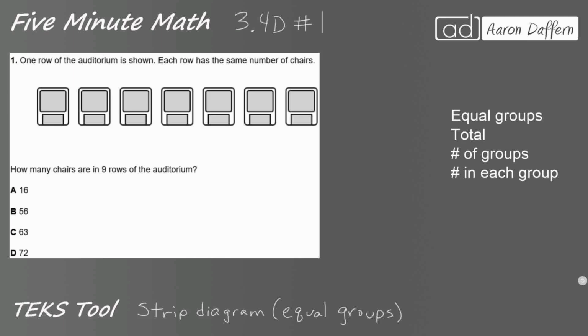Today we are looking at the TEKS tool strip diagram, specifically equal groups. We're using it to solve a problem related to TEKS 3.4D, and we'll do it in 5 minutes or less. If you haven't done so already, please take a moment to pause the video, work this problem out on your own, unpause it, and we will look at our answers together.